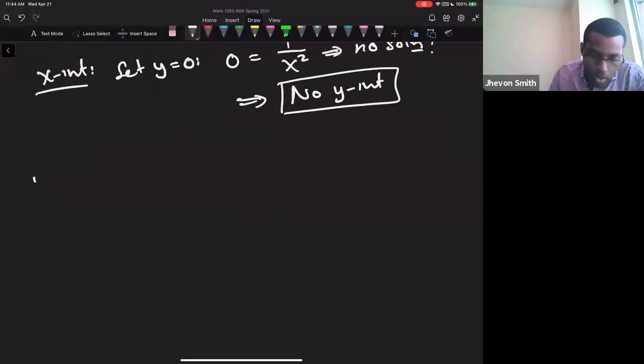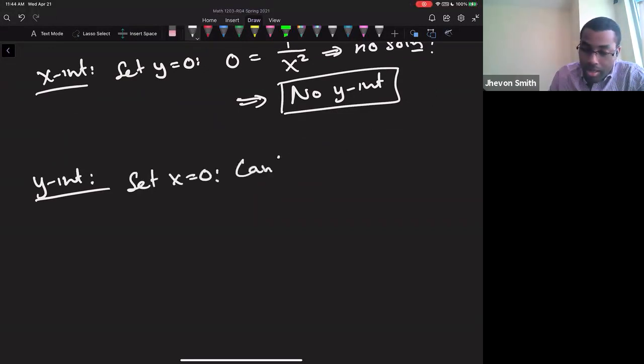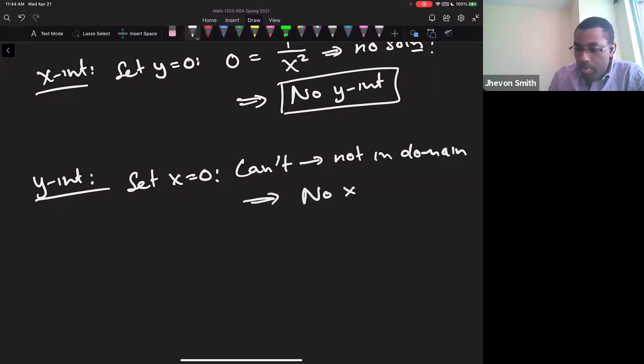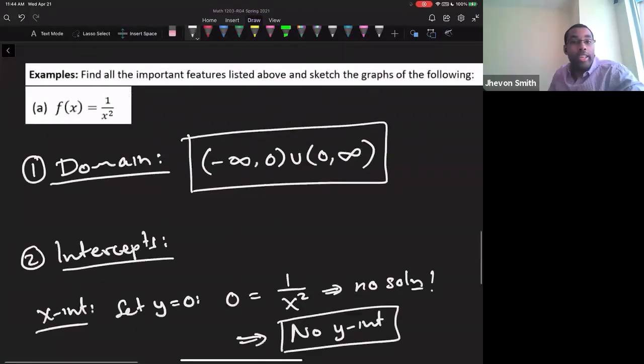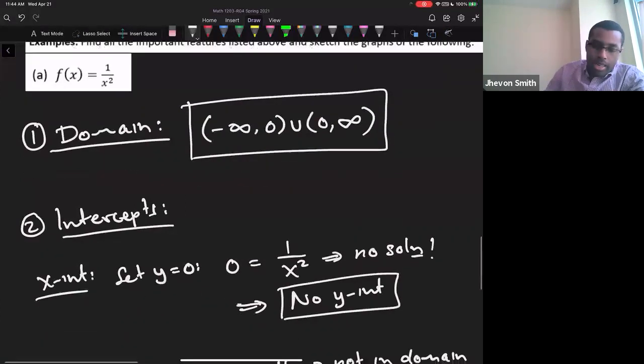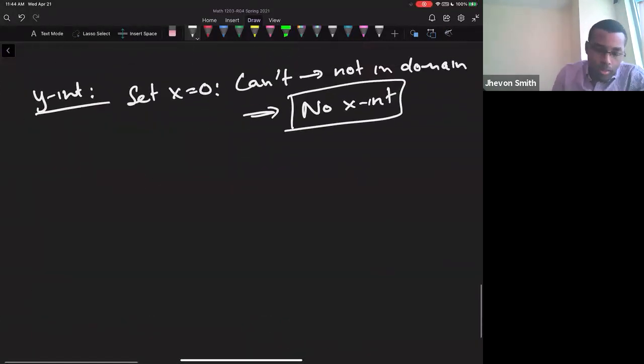So now you move on to the y-intercept. Y-intercept occurs when we set x equals 0. We can't, because 0 is not in the domain. You would divide by 0. So it also has no y-intercept. So whatever the graph of this guy looks like, it has no x or y intercepts, which we kind of knew already, but let's pretend we didn't. Now we're just going through and picking up some clues. The third thing we want to do is the asymptotes.